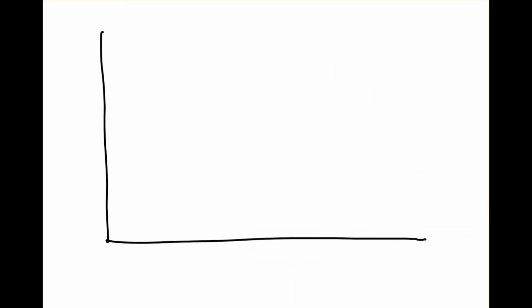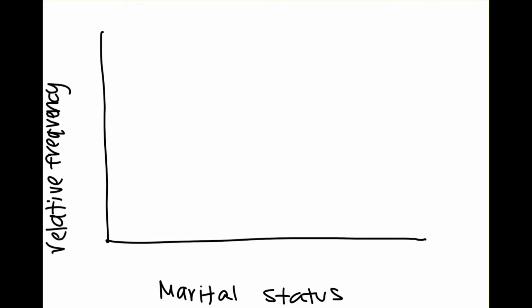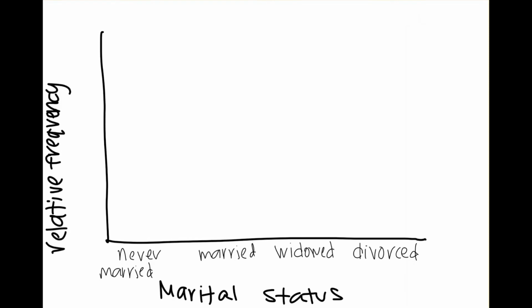Now let's draw the side-by-side bar graph. We will have a horizontal axis and a vertical axis. The horizontal axis will be marital status, and the vertical axis will be relative frequency. Now let's place the 4 marital statuses on the horizontal axis. Above each of these categories, we will draw 2 bars, one for 1990 and one for 2006.